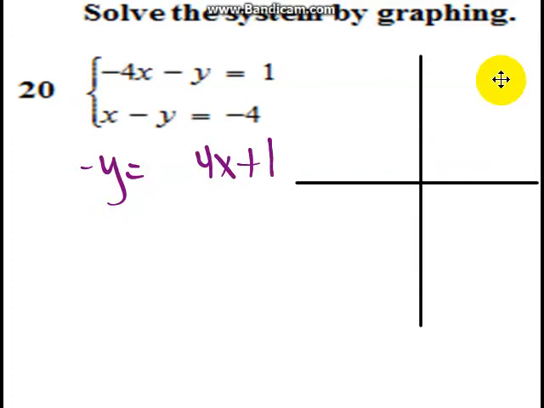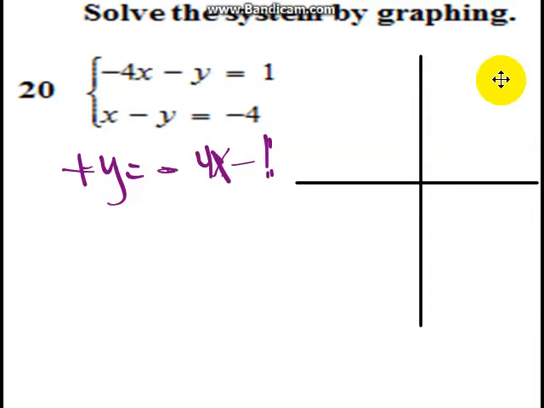Now, let's get rid of the negative sign. Divide everything by a negative 1, and it flips every single sign. And then this changes to minus 1. So we get y equals negative 4x minus 1. And that's the first one we're going to graph.